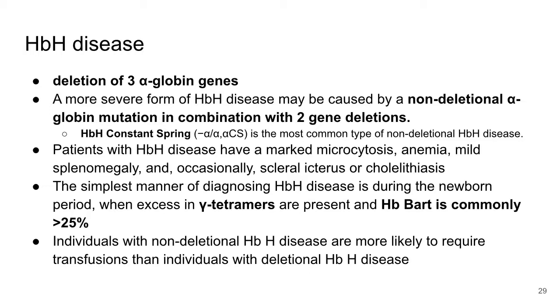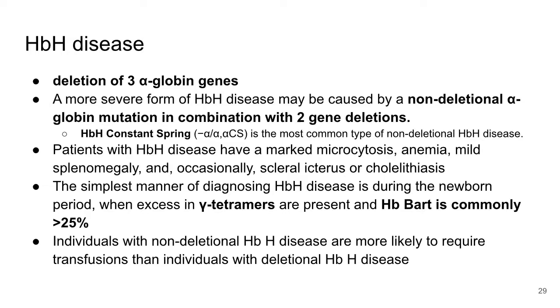A more severe form of hemoglobin H disease may be caused by a non-deletional alpha globin mutation in combination with 2 gene deletions. Hemoglobin H Constant Spring is the most common type of non-deletional hemoglobin H disease. Patients with hemoglobin H disease have marked microcytosis, anemia, mild splenomegaly, and occasionally icterus or cholelithiasis.